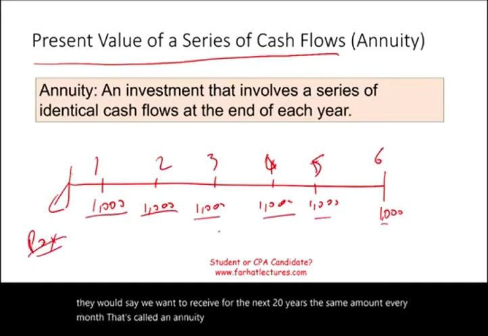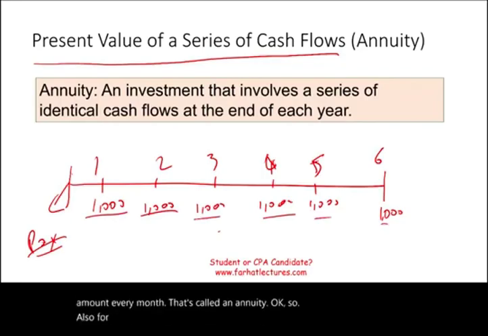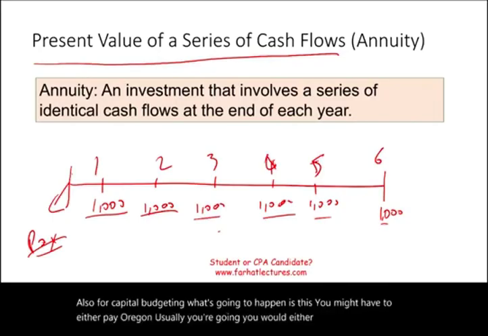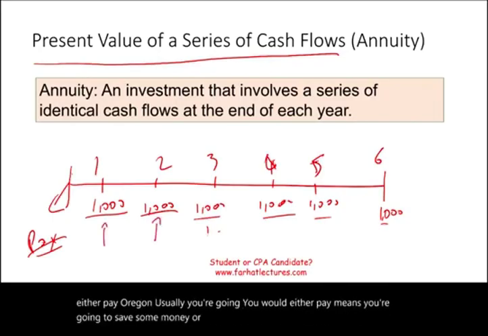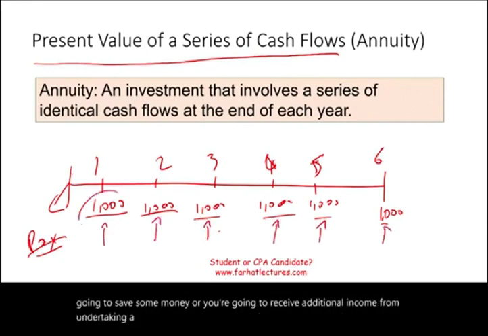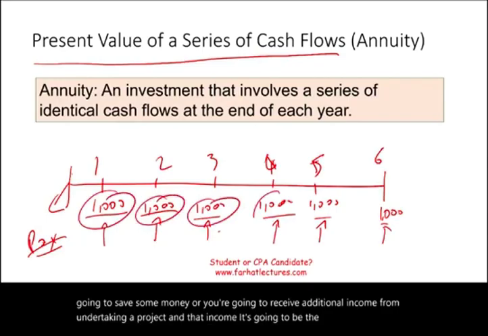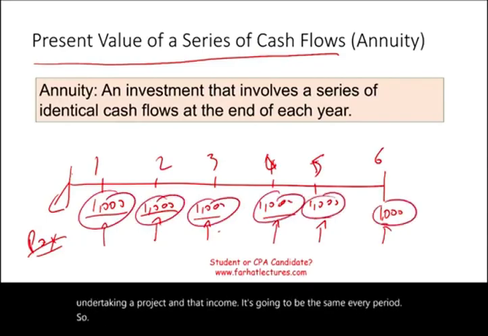So, also, for capital budgeting, what's going to happen is this. You might have to either pay, which means you're going to save some money, or you're going to receive additional income from undertaking a project. And that income is going to be the same every period. So, you want to know how much is the present value of all these payments.